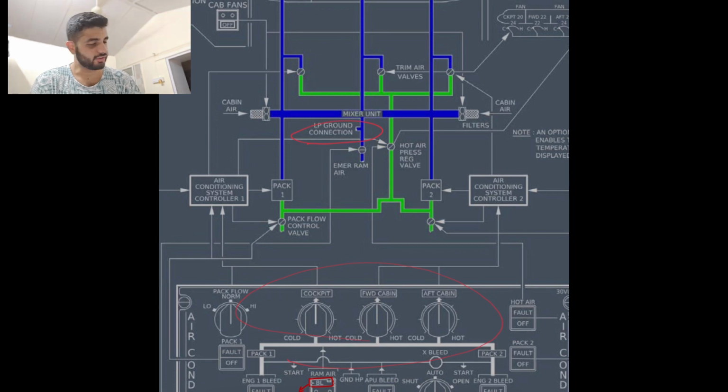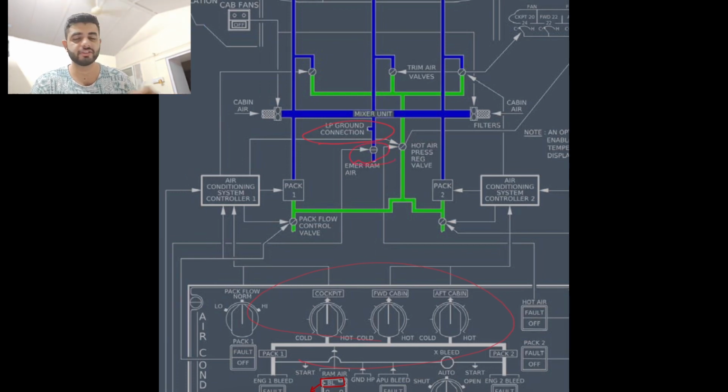Then we have emergency ram air. What is this emergency ram air? In case you have any issue in flight, supposing my packs are gone, that doesn't mean I can't supply air to the passengers. The point is survival in the end. You need to get them alive to the destination. So how are you going to give them air to breathe? There is an emergency ram air.